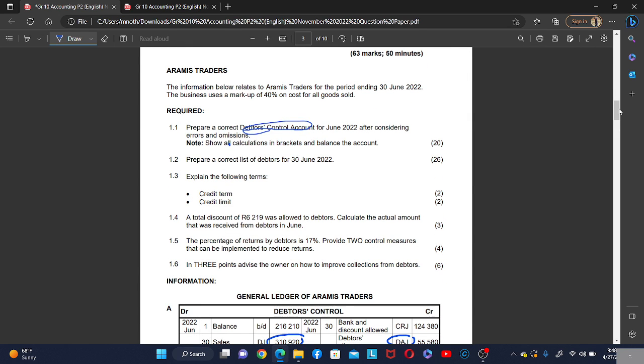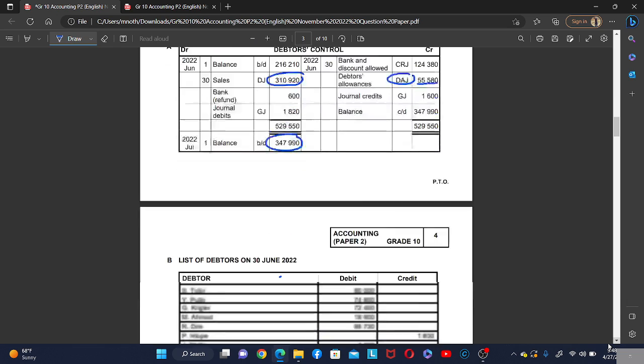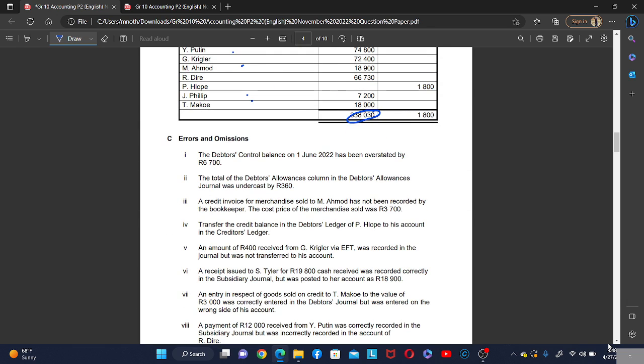They said prepare a correct debtors control account for June 2022 after considering errors and omissions. Then they said note, show all calculations in brackets and balance the account. Then they also said prepare the correct debtors list. Okay, let's go to the transactions. See, they said errors and omissions.